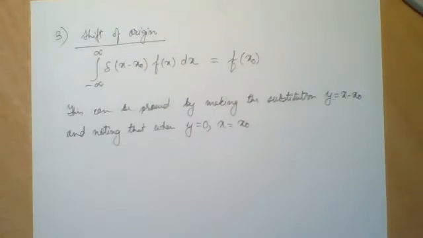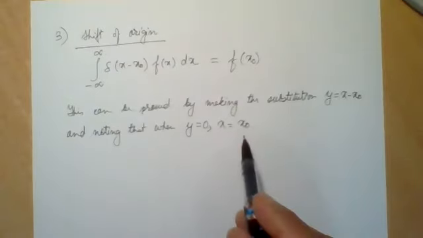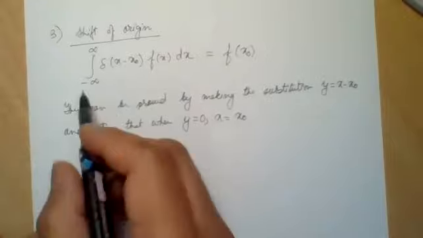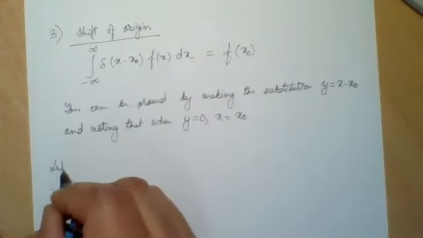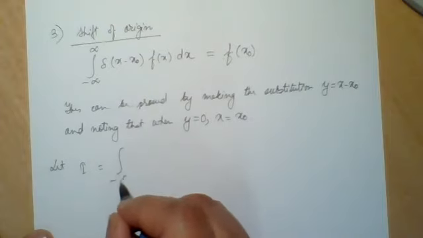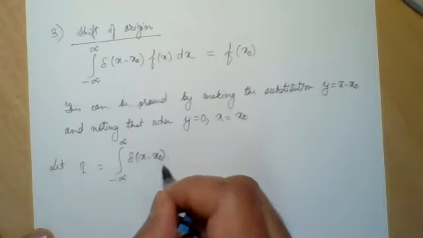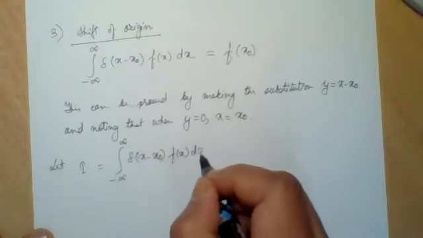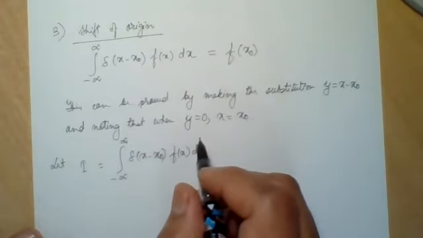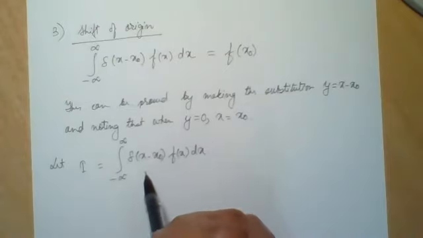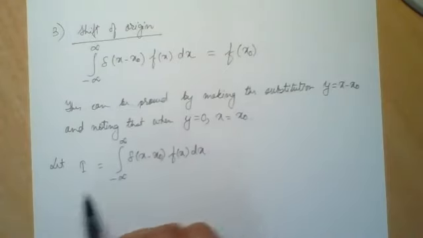Okay, this can be proved by making the substitution y equal to x minus x0 and noting that when y equal to 0, x is equal to x0. Okay, let me try to prove it. So let us take this first. Let I equal to the integral from minus infinity to plus infinity of delta of x minus x0 times f of x dx. Okay, this is fine.